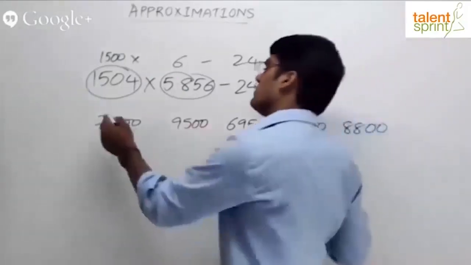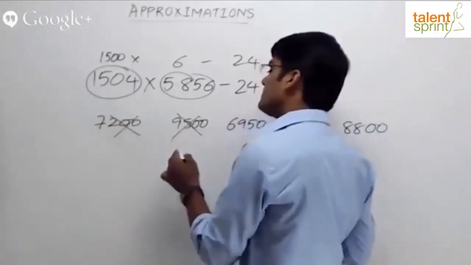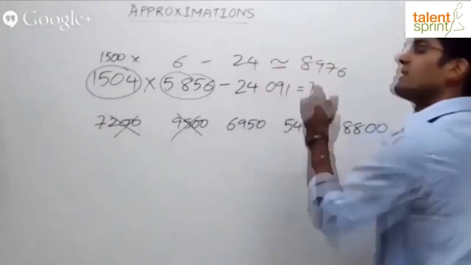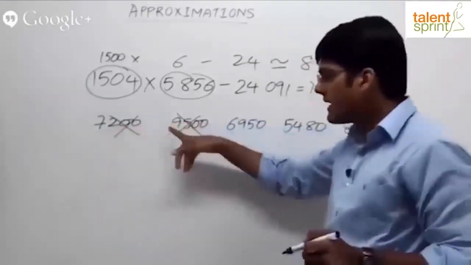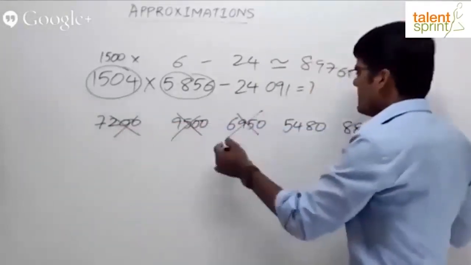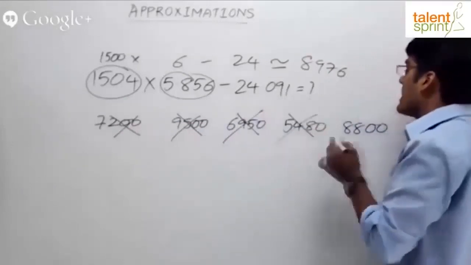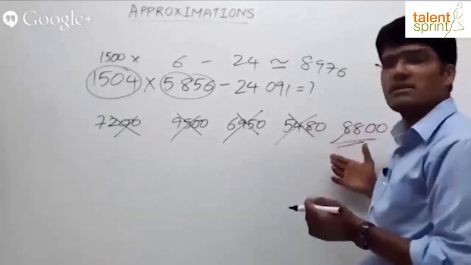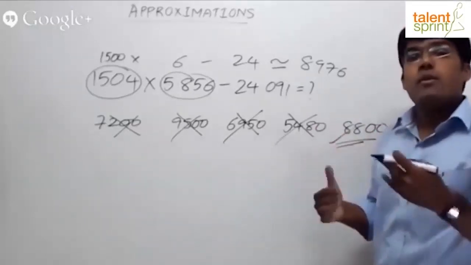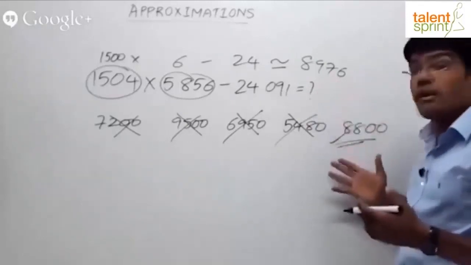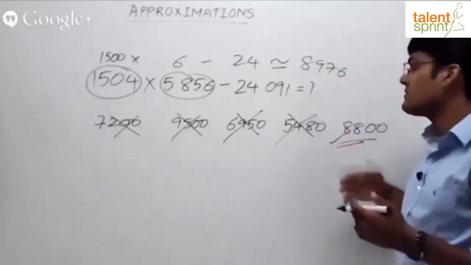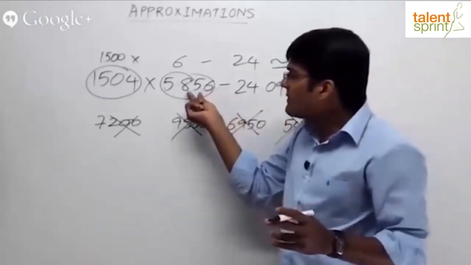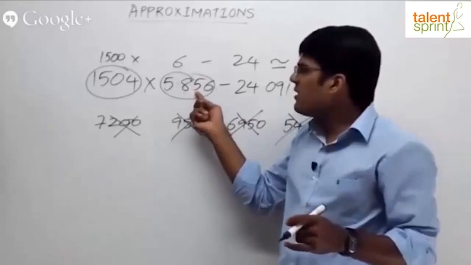Look at the options. Do you find 7,200 close? No. Do you find 9,500 close? No. What is our approximate answer? It is 8,976. 9,000 minus 24. So cannot be the answer. Killed. Cannot be the answer. Kill it. 6,950. No way close. We are left with 8,800. That's the answer. Now don't worry about why the answer is differing by approximately 200, right? 8,976 and 8,800, 176 is the difference. You know why? We have already learned this because we have taken it as 6. How much more? 0.144 more.